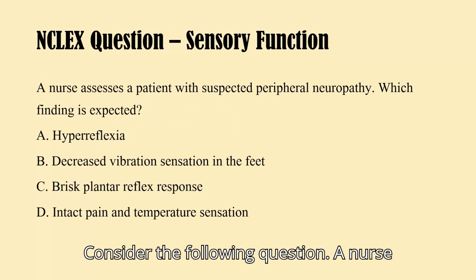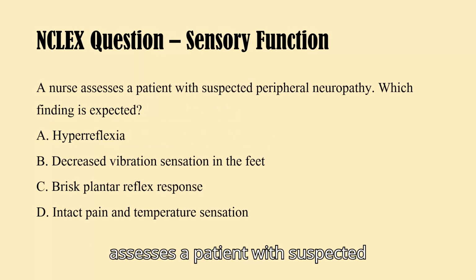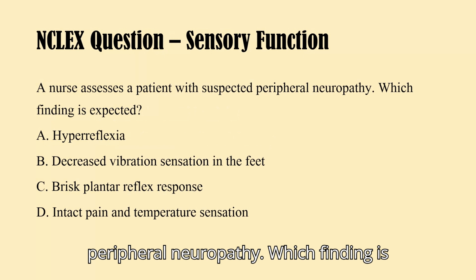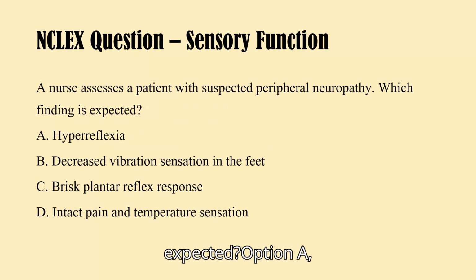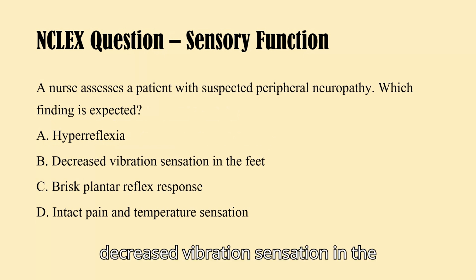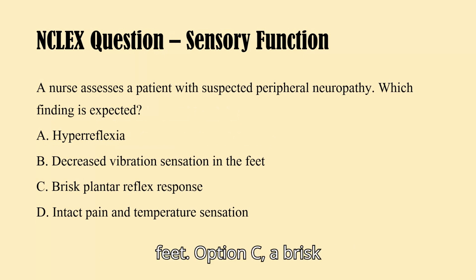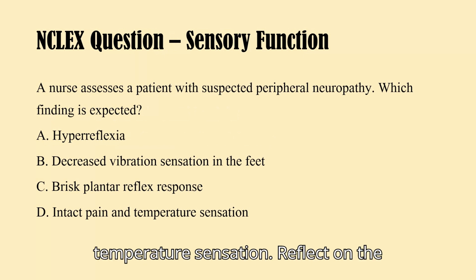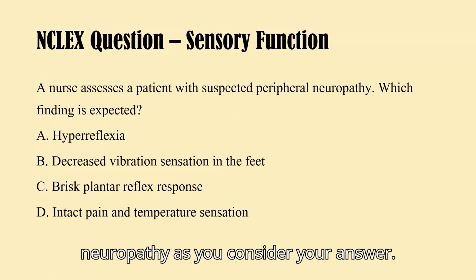Consider the following question. A nurse assesses a patient with suspected peripheral neuropathy. Which finding is expected? Option A, hyperreflexia. Option B, decreased vibration sensation in the feet. Option C, a brisk plantar reflex response. Or Option D, intact pain and temperature sensation. Reflect on the clinical presentation of peripheral neuropathy as you consider your answer.